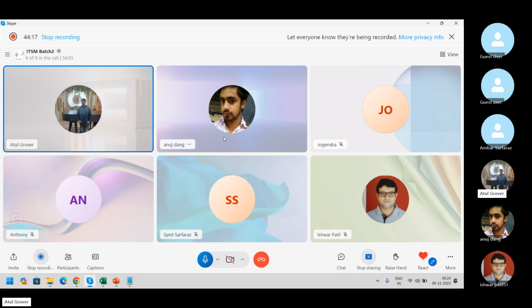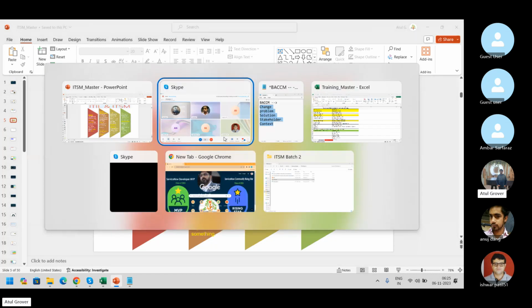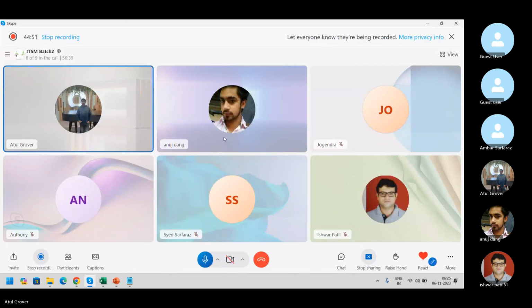I'm sure nobody can answer this better than Anthony or Ishwar, because they both come from a service management background. Transition and transformation come from service management only. Now, what is ITSM? ITSM means activities to build something or to provide those services. Now, if I say, guys, I'm starting a batch from tomorrow. Acha, very good. Which batch, Atul?